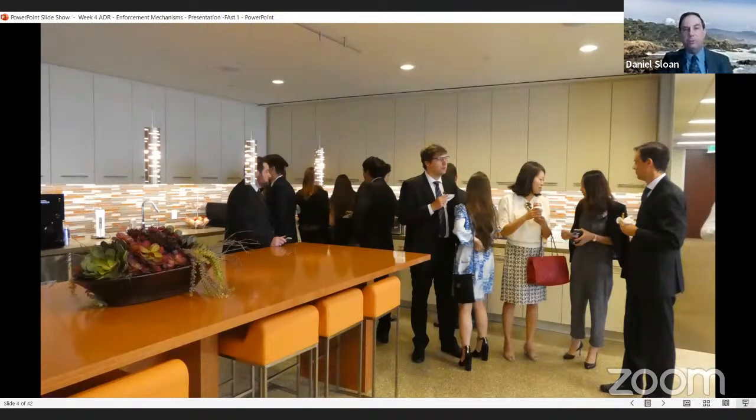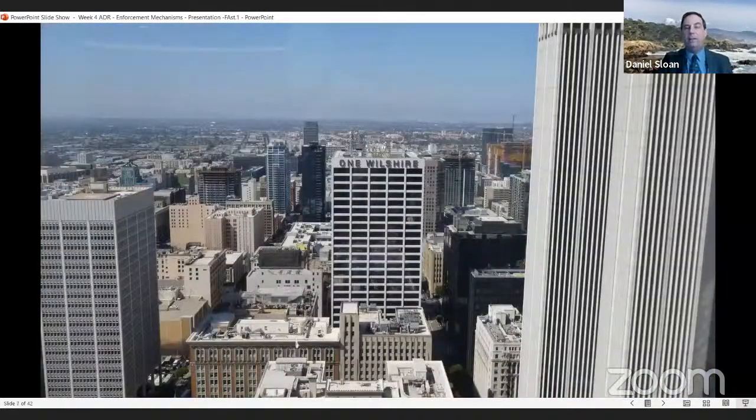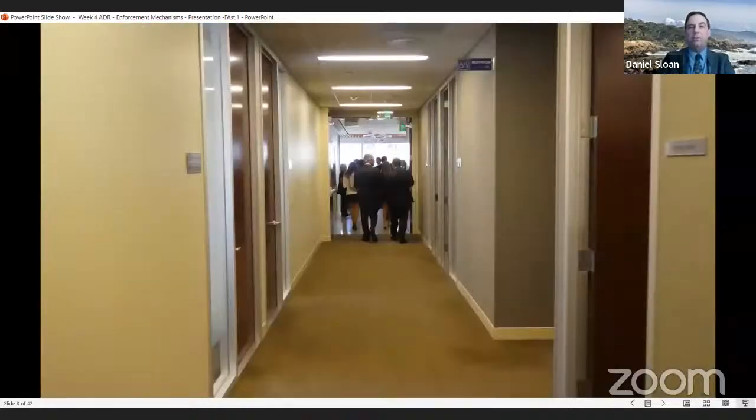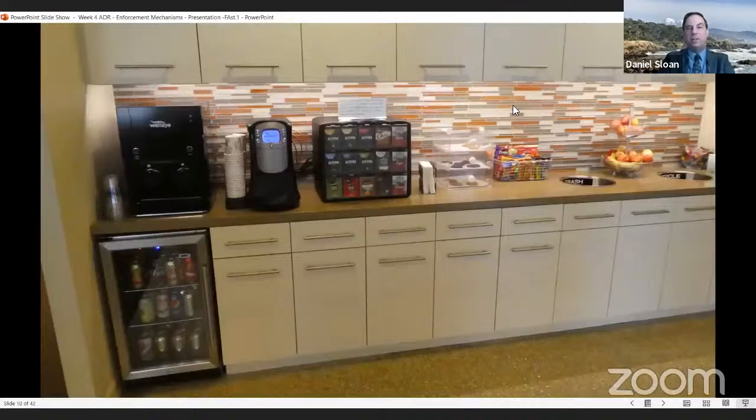So JAMS is well known, and very beautiful offices there. And they provide one Wilshire Boulevard. Yeah. And one of our students that graduated from the LLM from Pepperdine works here, and he's a professor now. He's Brazilian, but he's done a lot of international commercial arbitration, and that's what he still does out of this office here. And this is back in our building there at the JAMS Foundation.